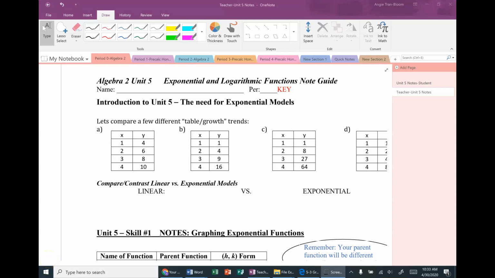Hey guys, all right, welcome to our last unit, Unit 5. Let's start with the Introduction to Unit 5, the need for exponential models.